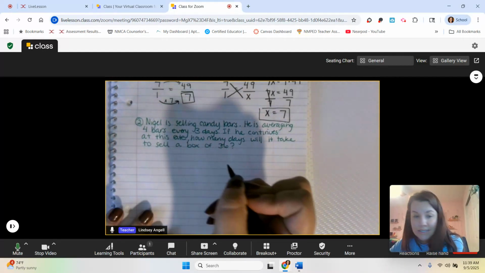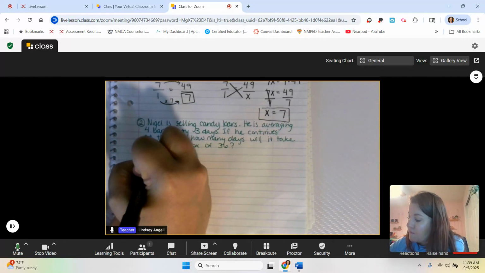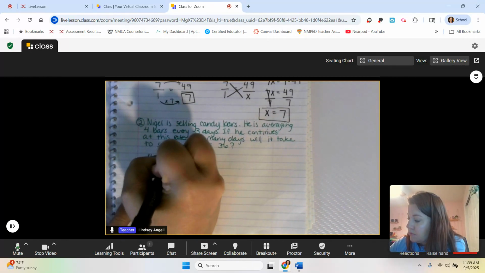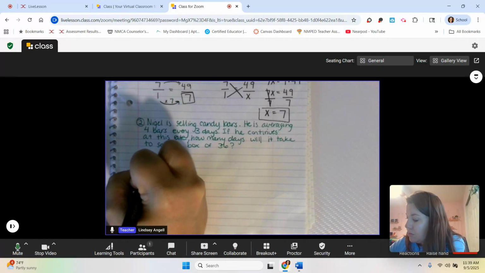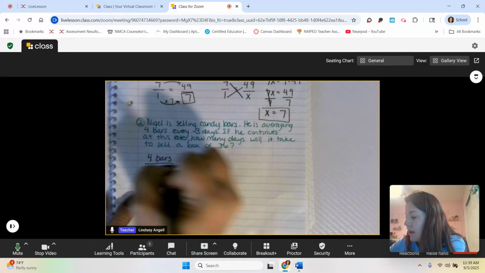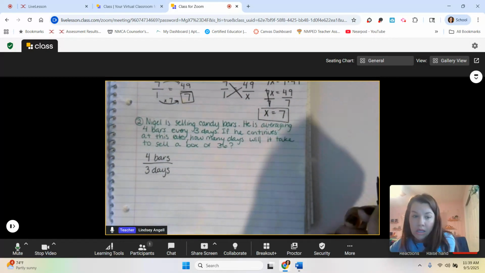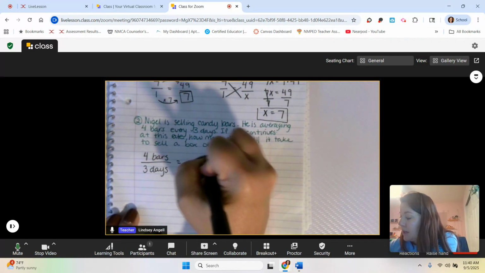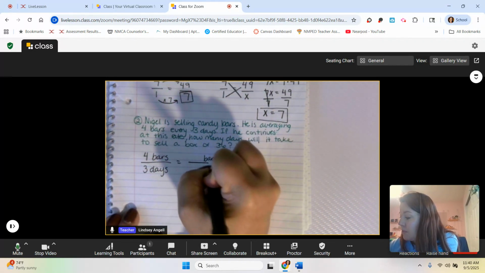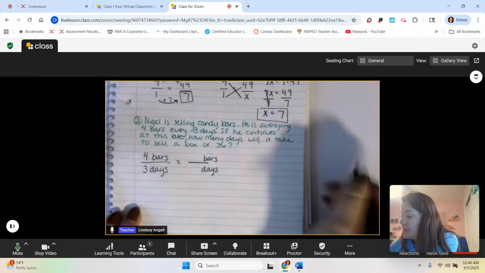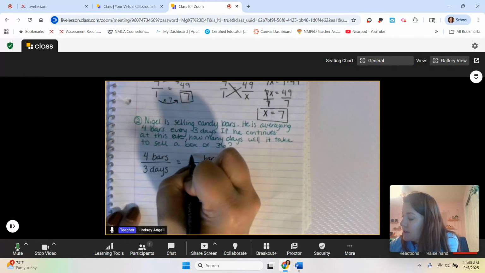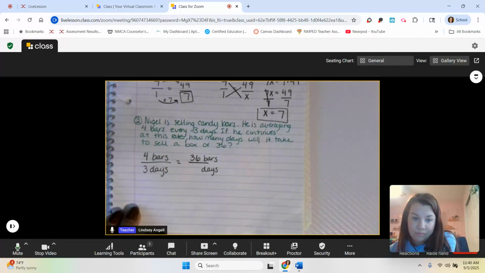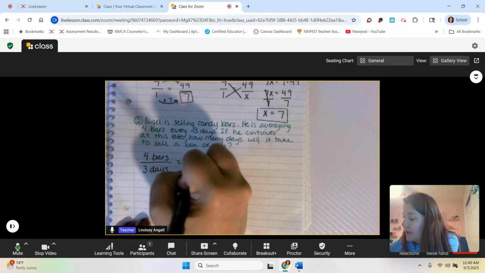Okay, so first let's set up our first ratio. We have 4 bars in 3 days, right? We're comparing bars to days. And then we can set that up with a proportion. Well, on the other side of our equal sign, we need to have the same setup. We need to have bars and days. Well, we want to know if he were to sell 36, how many days would it take him? Okay, so we'll say X days.